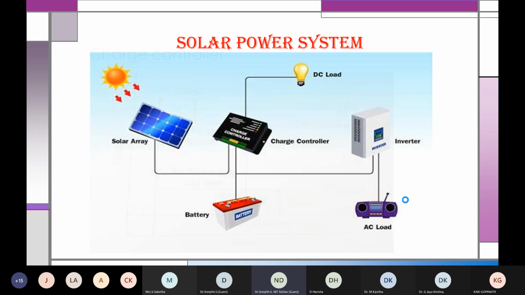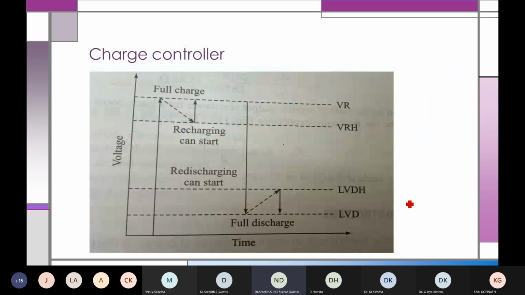Okay, this is actually a typical graph taken from the book. Okay, how a charge controller is working. Okay, see as far as the battery is concerned, we need to charge it whenever it is needed. Okay, then it should not be charged beyond a certain level. It should not be discharged below a certain level. And when the battery capacity is very low, the load should not be connected.